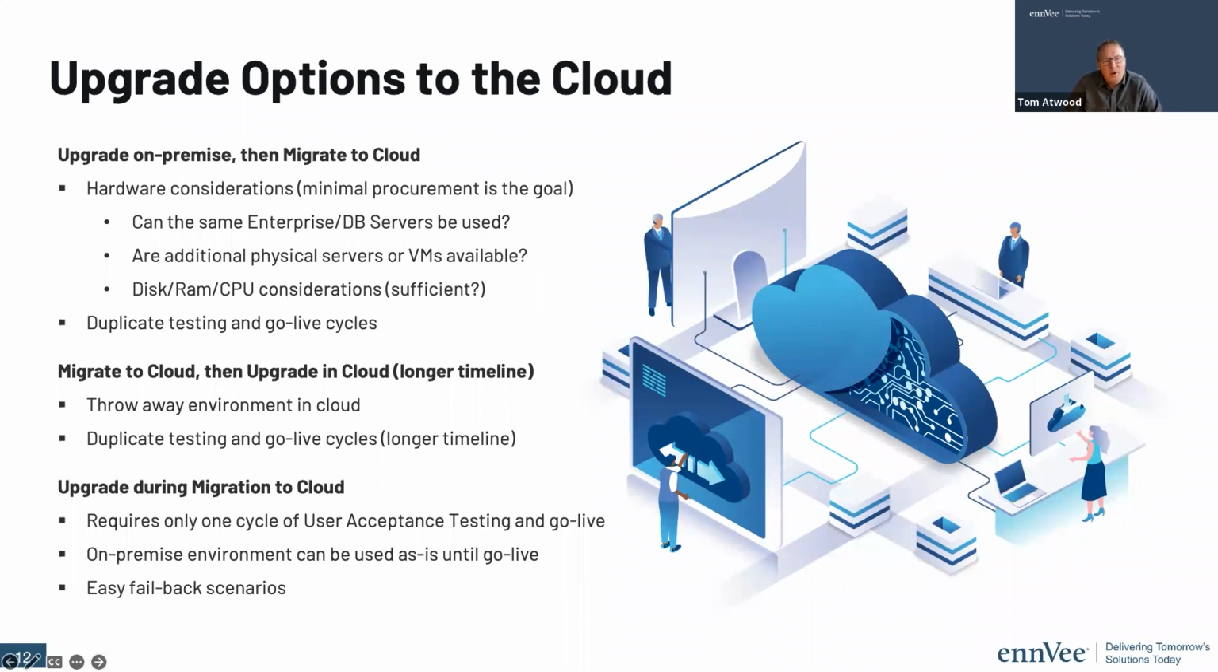If you upgrade as part of your migration to the cloud, there's only one cycle of user acceptance and testing. There's only one go live. You can still use your on-premise environment just as it is until go live. And if you have issues with UAT or other things, you can set new go live dates and you still have your current environment, so the failback is really easy. So those are your three options.